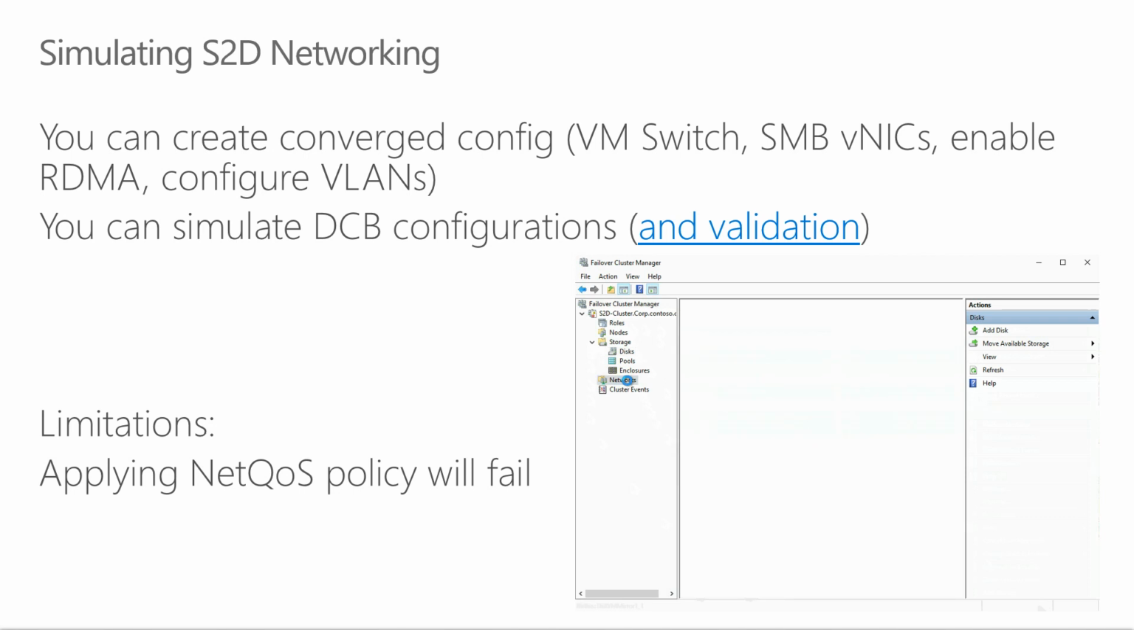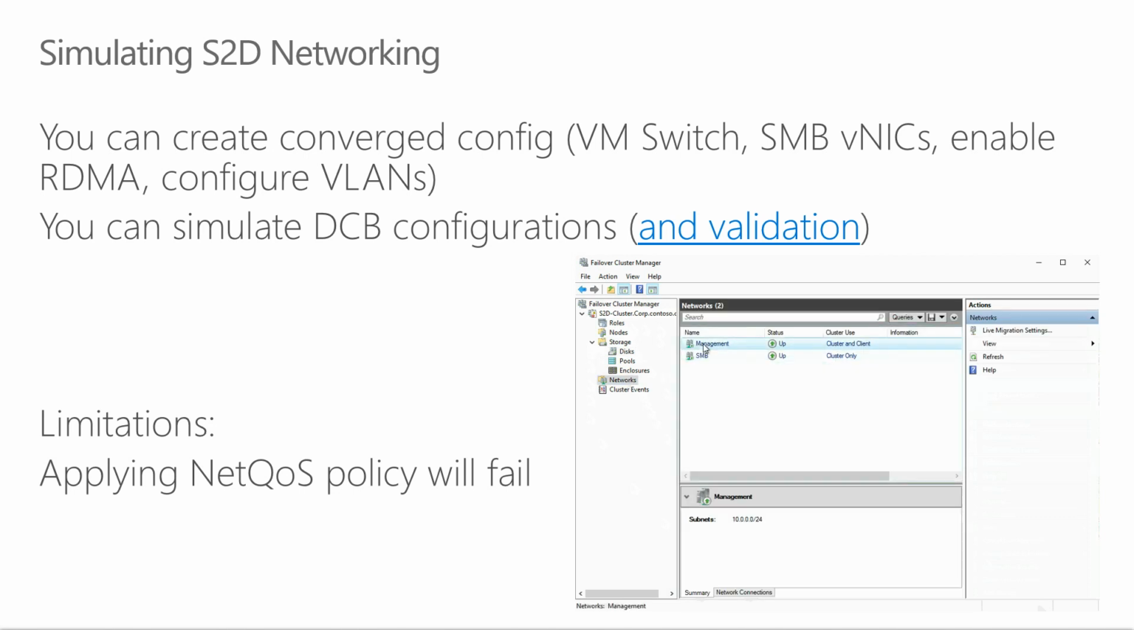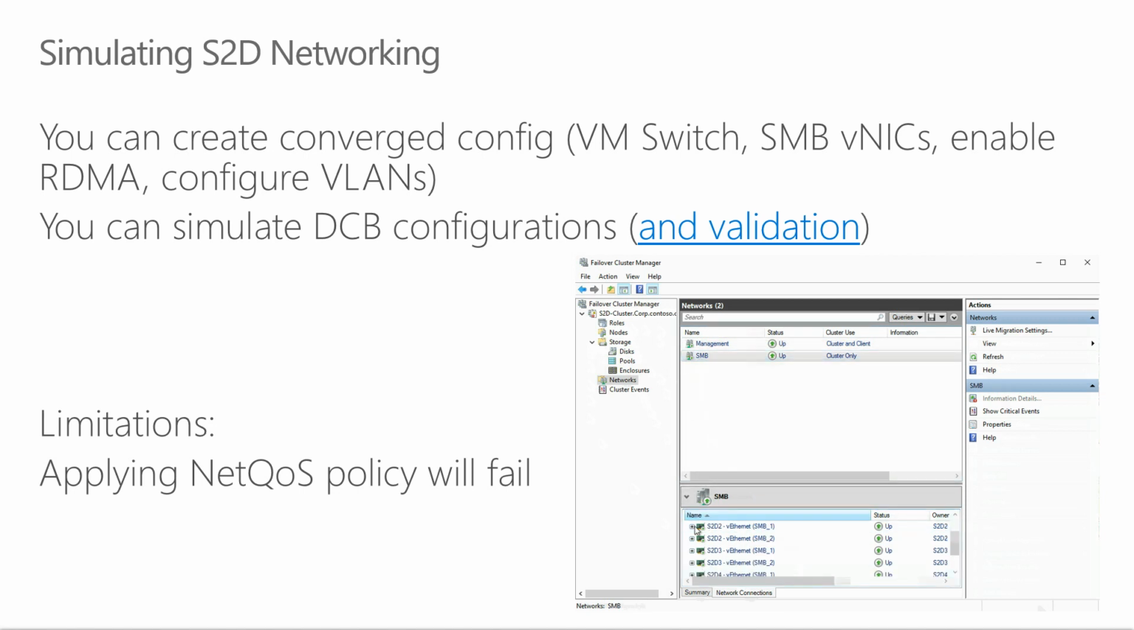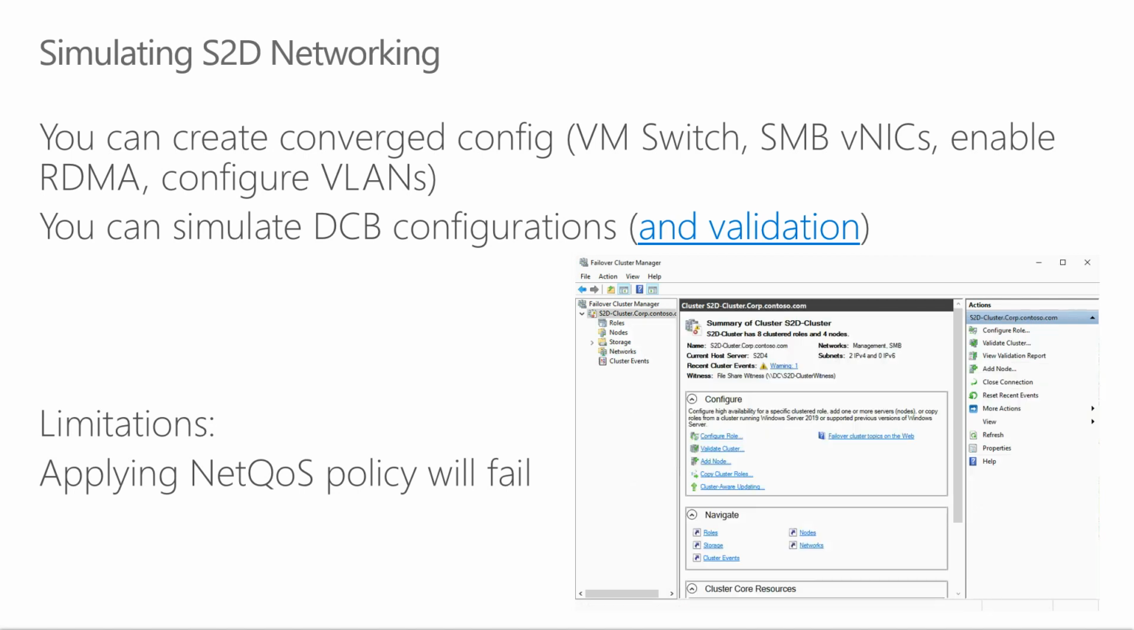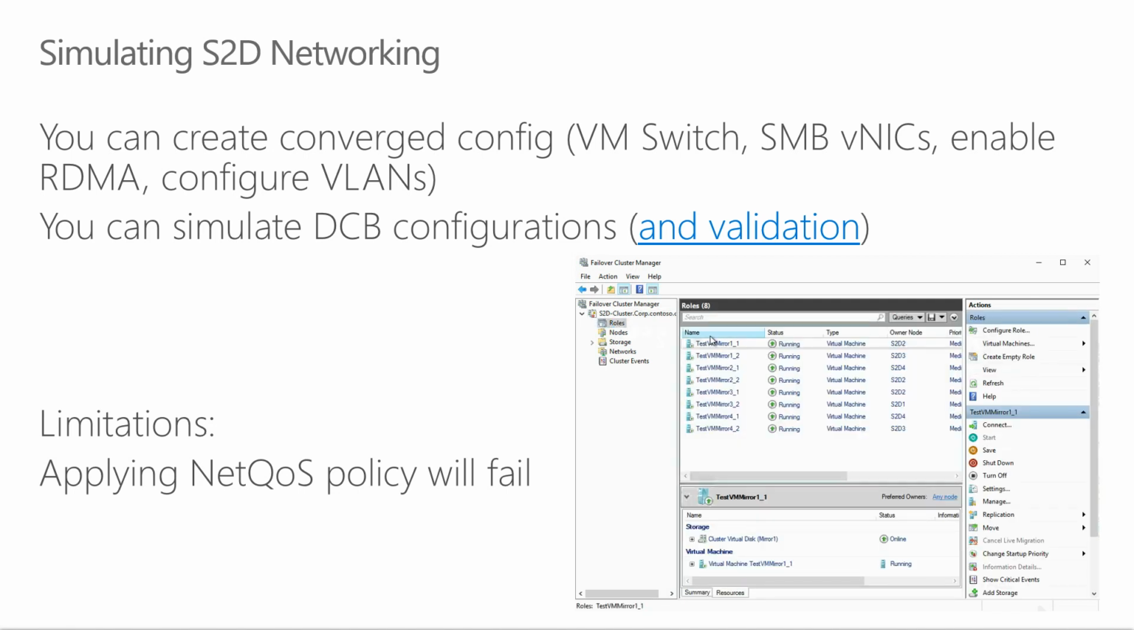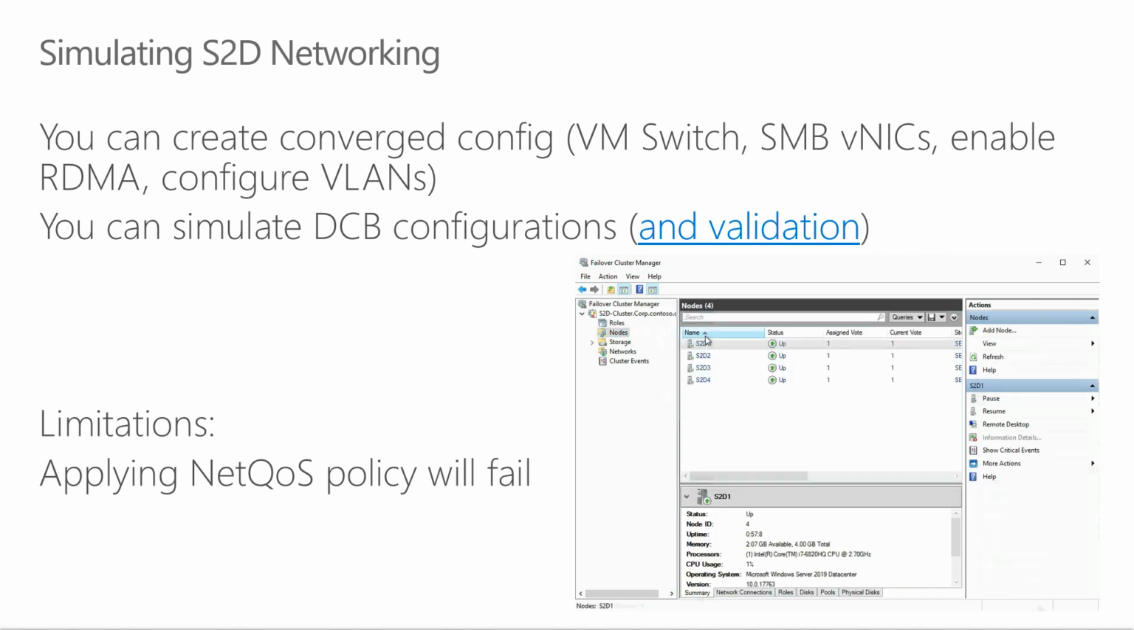You can create a converged config like in this example where you have 2 NICs, double quoted physical NICs, which are basically NICs of the VMs that are simulating the S2D cluster. And you can do switch embedded teaming, and then you will create a VNIC for management and 2 VNICs for SMB, as you can see now on the GIF. It will configure everything the correct way, where live migration only uses the SMB adapters, and live migration is configured to do SMB live migration instead of compression.